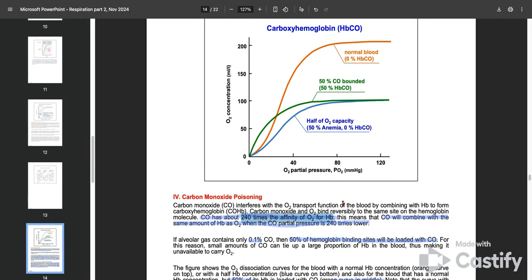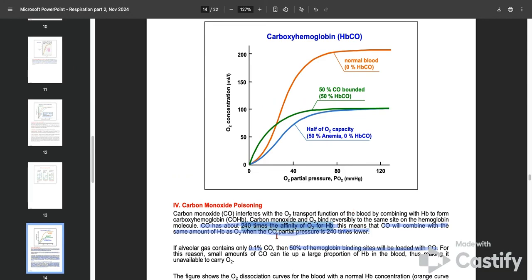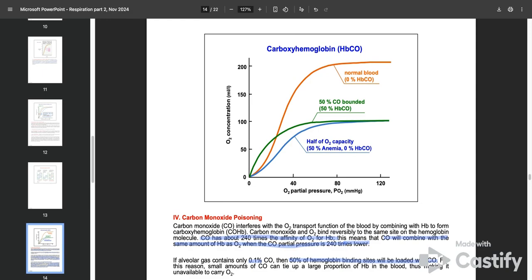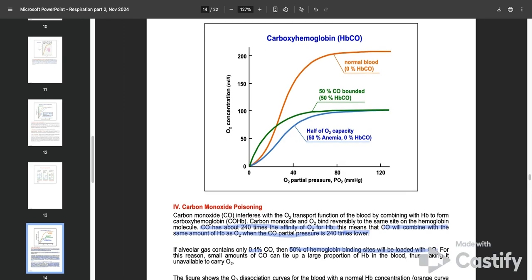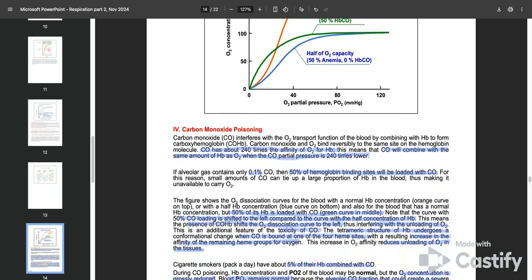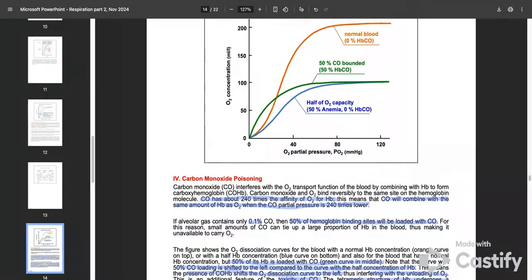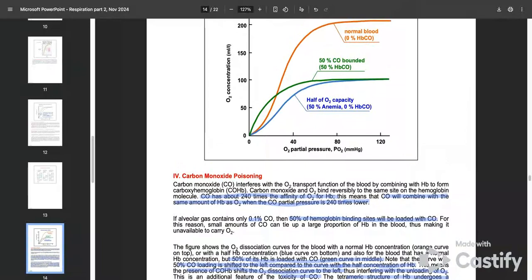This basically means that carbon monoxide will combine with the same amount of hemoglobin as oxygen when the carbon monoxide partial pressure is 240 times lower. What does that mean? That means you just need a very small amount of carbon monoxide for it to straight bind to hemoglobin, and that's not good. When it binds to hemoglobin, it shifts the curve to the left. However, it decreases the amount of oxygen bound.